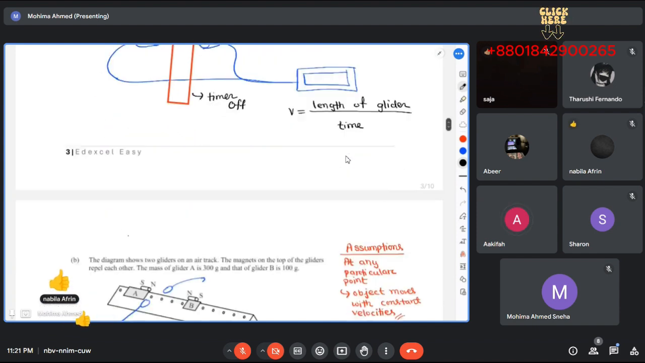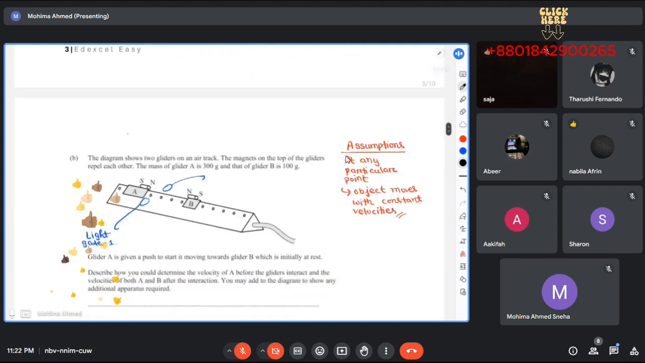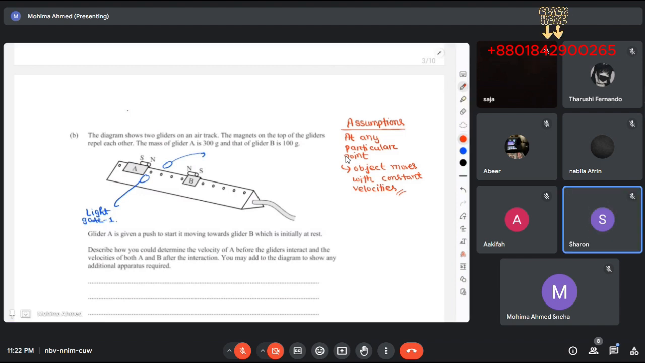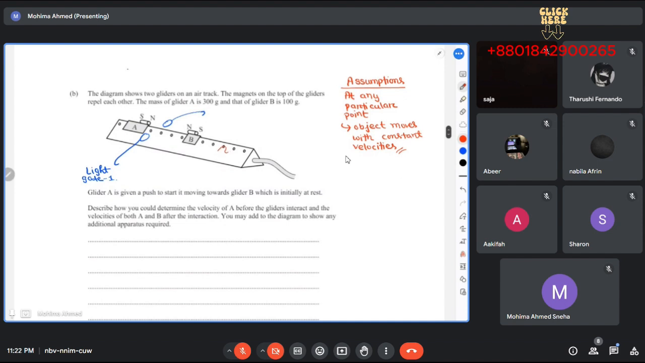No, again, no problems. Again, I will have to place another light gate. Okay, light gate two. Sharon, are you in class? Yes, teacher. No, I didn't have anything from your side today. So, okay. Now, this is your light gate two.